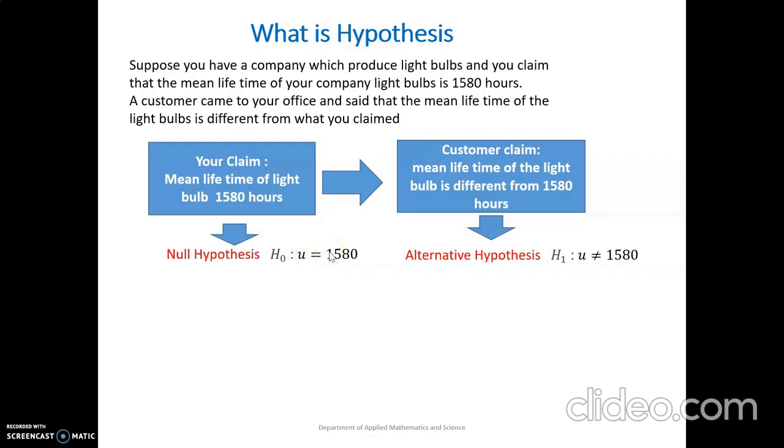Now your customer's claim is different from 1580. So that comes under the alternative hypothesis. We are going to write that the population mean, which is mu, is not equal to 1580. So that is the way you write your two statements in hypothesis testing. What are the other procedures for hypothesis testing? We will learn that in the next video.